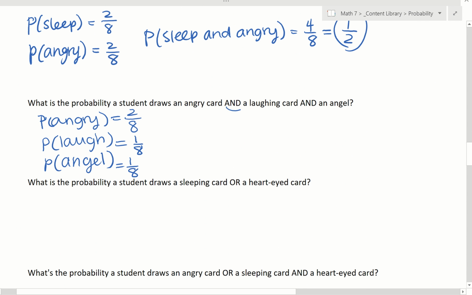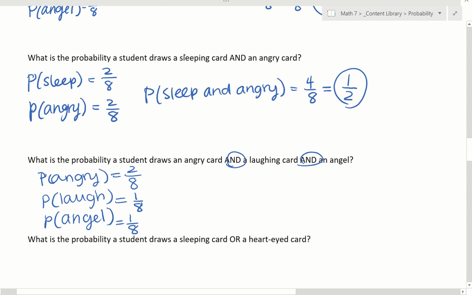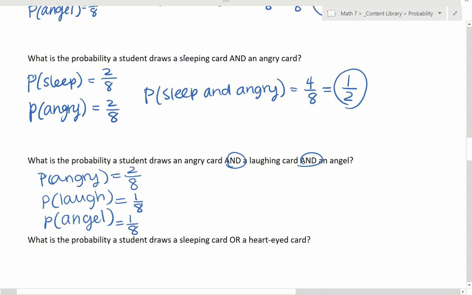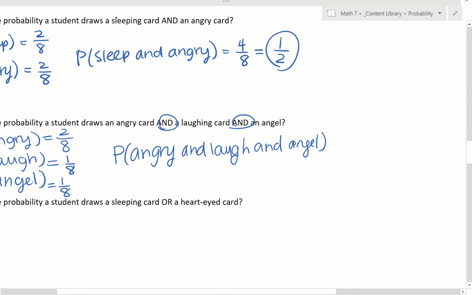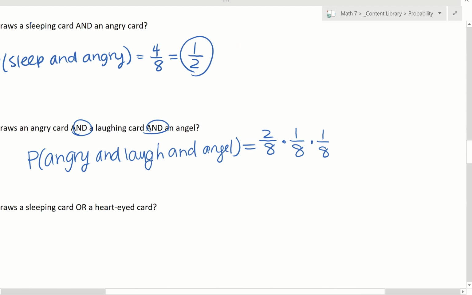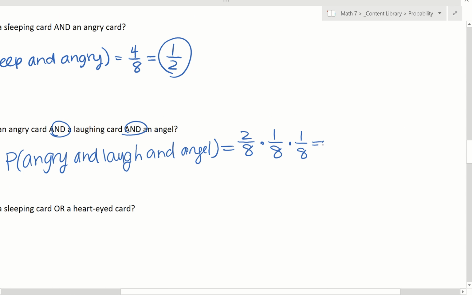Okay. Now we're using the word and here. Okay, well, actually, let's go back to number 2 later. And here. So we're going to have the probability of an angry and a laugh and an angel would be 2/8 multiplied by 1/8 multiplied by 1/8.